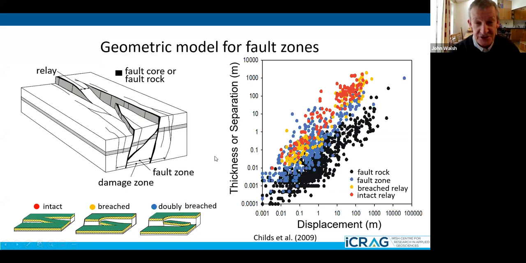This is displacement and thickness. Do you remember this? The black is our fault rock. If I plot an intact relay, so a relay with a proper ramp, and I think that Kuhn touched on this yesterday, take the separation of that relay ramp and its displacement, all the intact relays plot here in red. They're to the left and above the fault rock. If I take breached relays, you can see they're orange. They're just about to the right. Doubly breached relays, some of those are definitely off to the right. These are lenses now, and then the fault rock is here to the right-hand side.